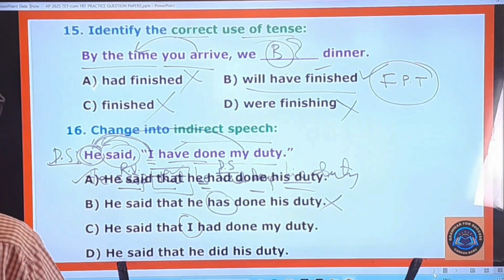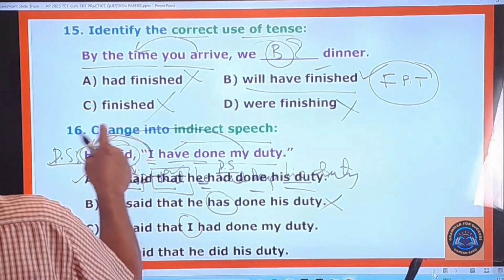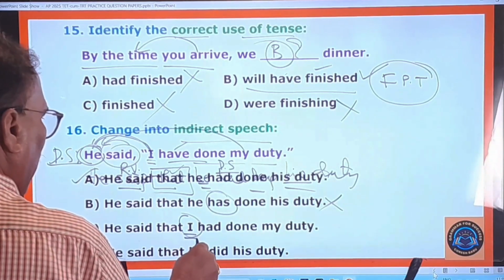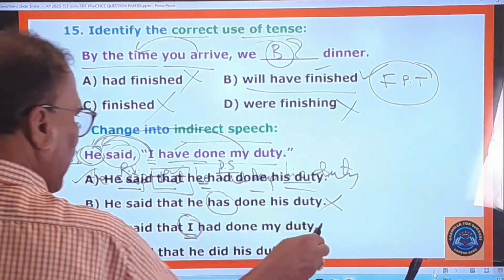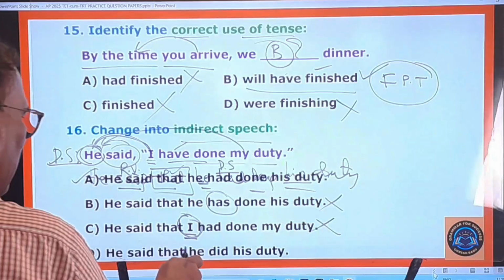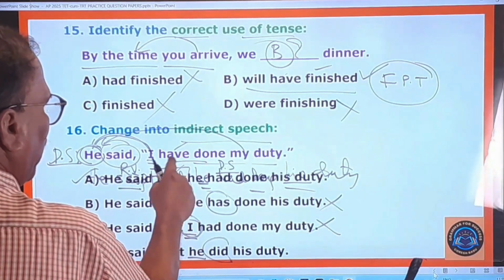So here, when I is turned into he, that must become he. But again he has used this I, and therefore this is wrong. And he said that he did. So have done is present perfect.